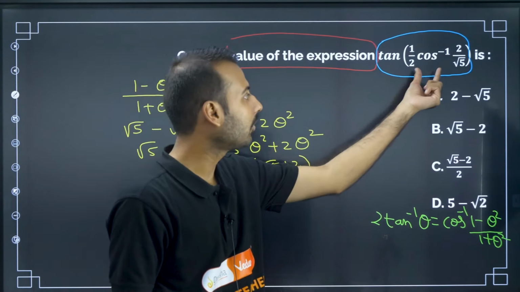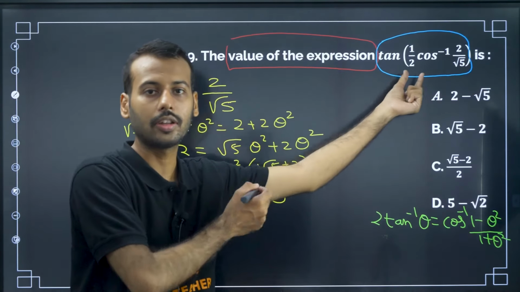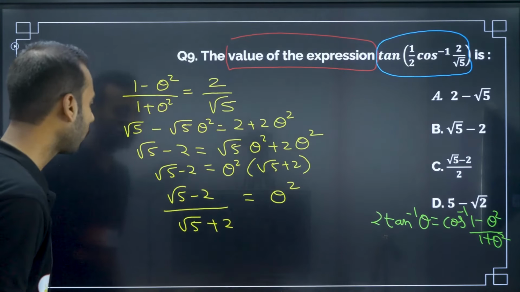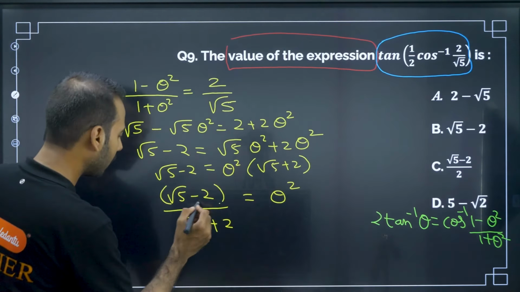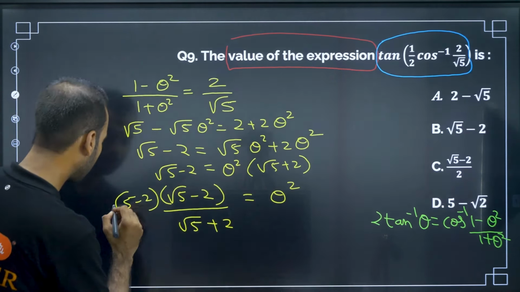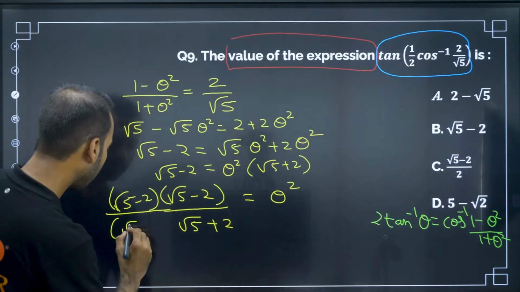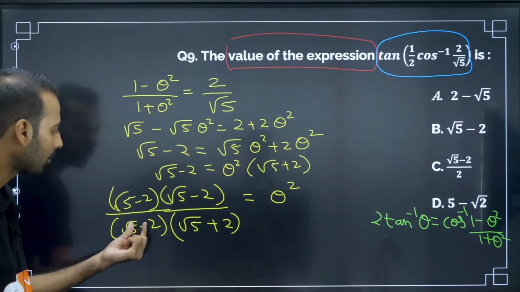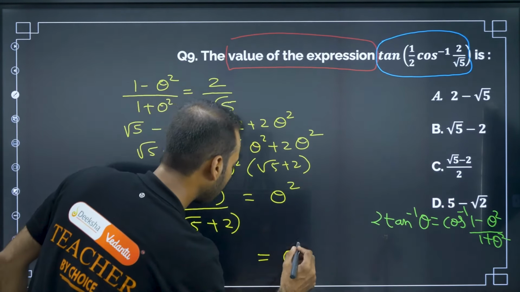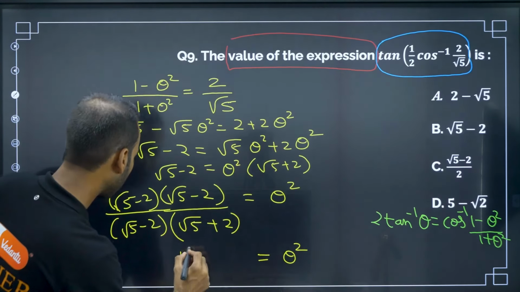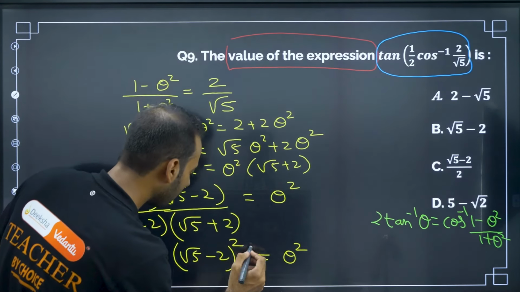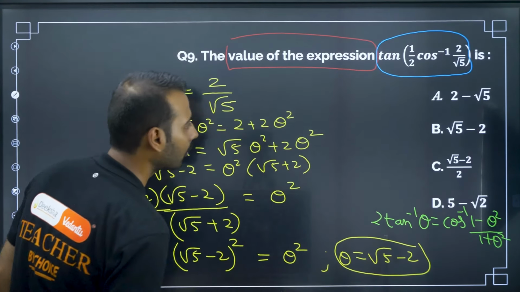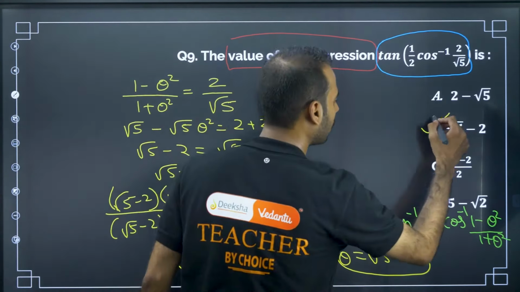Now for this expression we have named this as theta. Try to recall when we started the problem, we are supposed to find the value of theta. So to find the value of theta, let me multiply this with root 5 minus 2, and here also root 5 minus 2. So here we will get theta square is equal to, this is 1, this is (root 5 minus 2) square. So theta is equal to root 5 minus 2. So B is the answer for this.